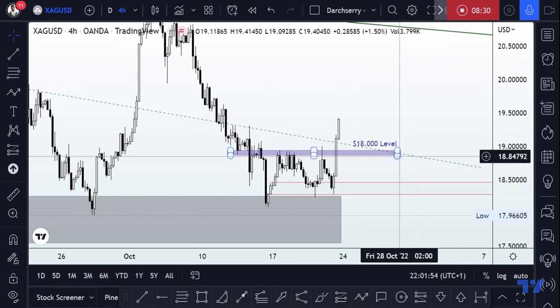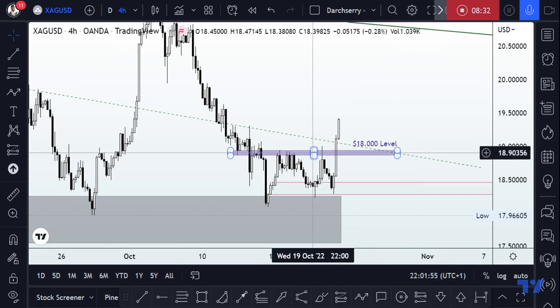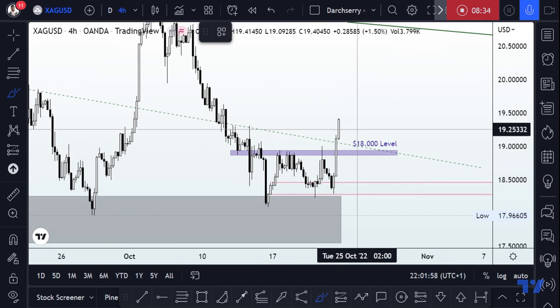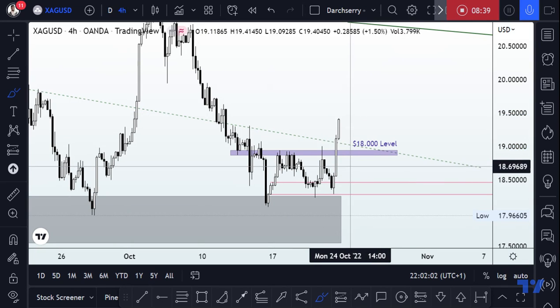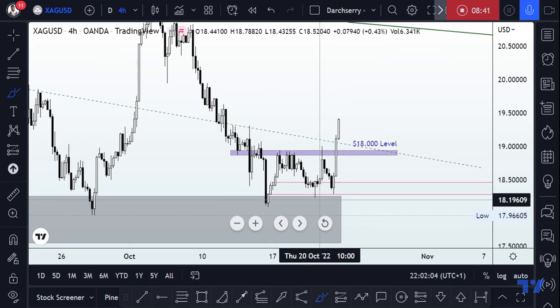So at this point, I'll be pausing this video and let's see how participants in this market are going to be relating to this current structure during the early hours of the week. And rest assured that I will be jumping in the comment section to give you an update on how I intend to trade the XAGUSD.